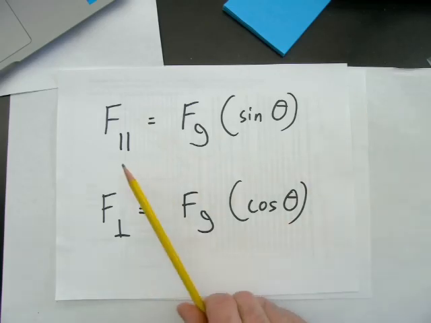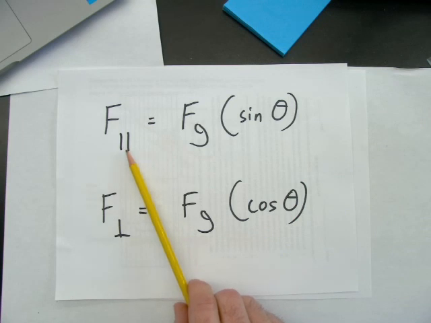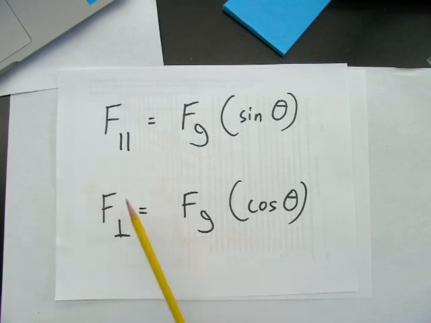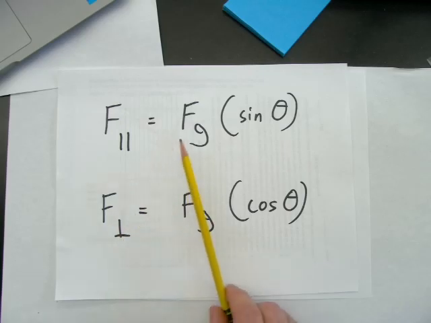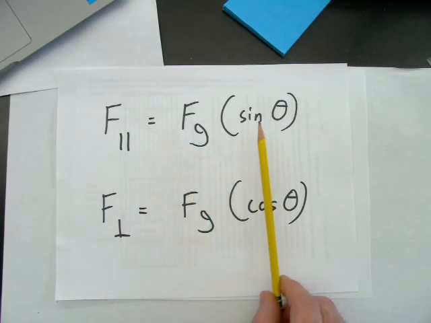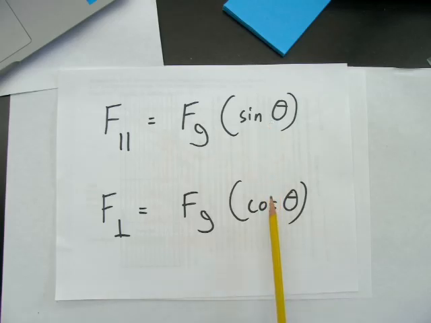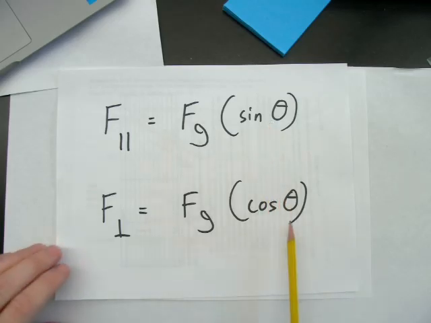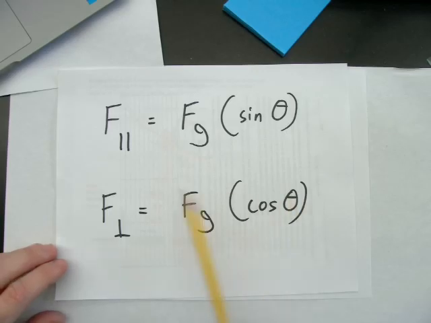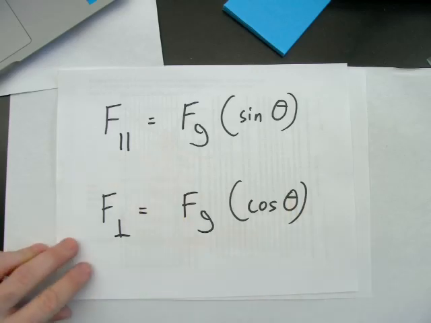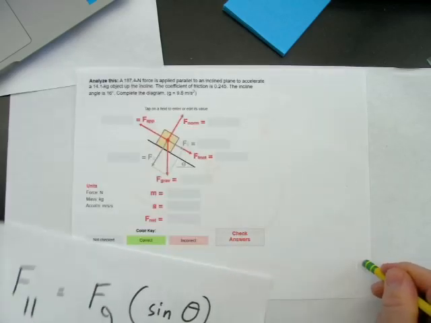But basically, we have a special equation we call force parallel. This symbol here means parallel. This symbol here is for force perpendicular. And you take the force of gravity, then you multiply it by the sine of theta or the cosine of theta. And it's important to understand what these symbols mean. So I'll show you that as we look at it here.